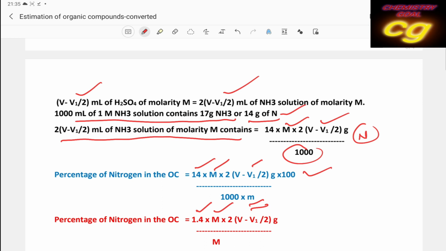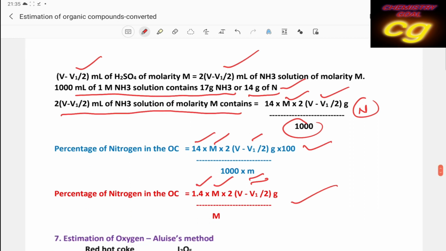You see in the formula, 1.4 is the common factor, and M is also one common factor. If M changes, the value will change. 2 into (V minus V1) by 2 usually remains the same. V is the volume of sulfuric acid taken, and V1 is the volume of sodium hydroxide taken. So this formula is very important, so you have to remember. This is the percentage of nitrogen present in the organic compound.